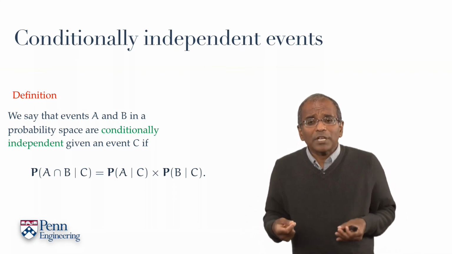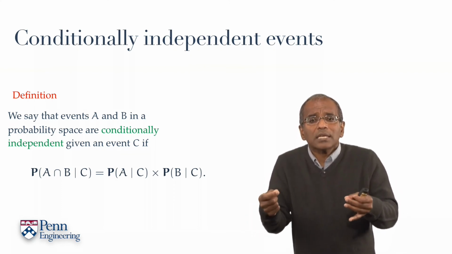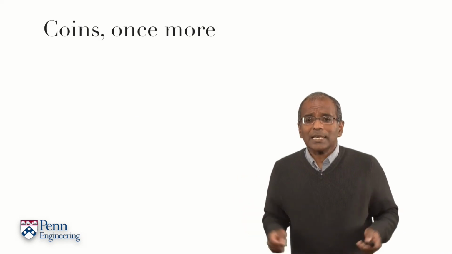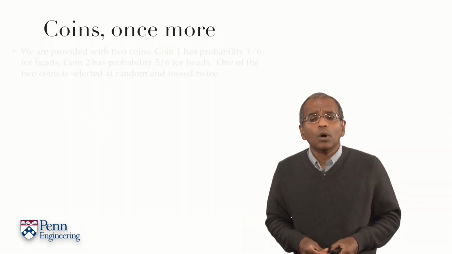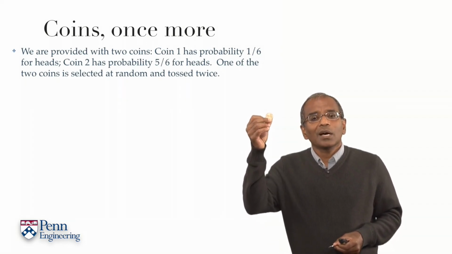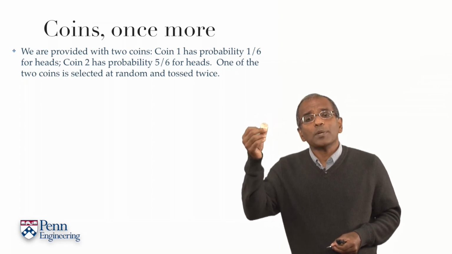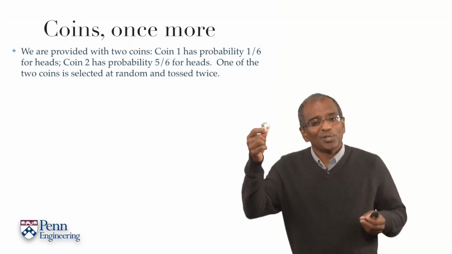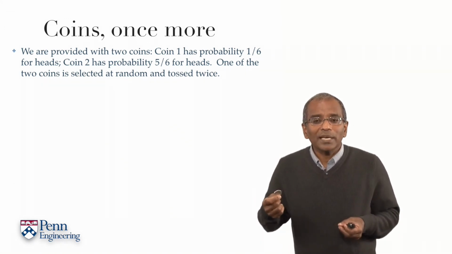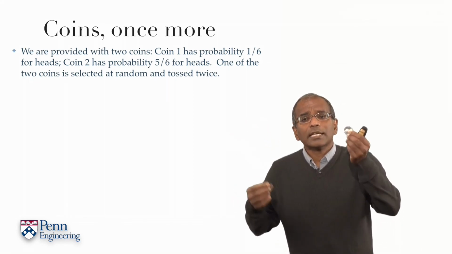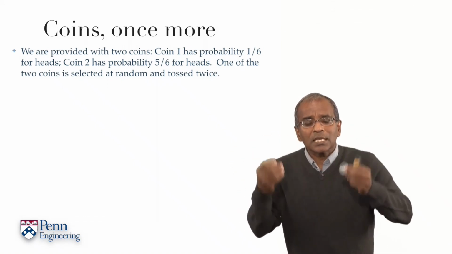Now, let me immediately give you an example of a common setting where this kind of conditional independence arises naturally. Again, we go back to coins. So, the setting is as follows. Imagine that now we have two coins. A coin, say coin 1, very creatively called, whose success probability, the probability of a head, is 1 in 6. And a second coin, creatively coin 2, whose success probability, the probability of a head, is 5 in 6. The first coin is weighted away from heads, the second coin is weighted towards heads in these proportions.